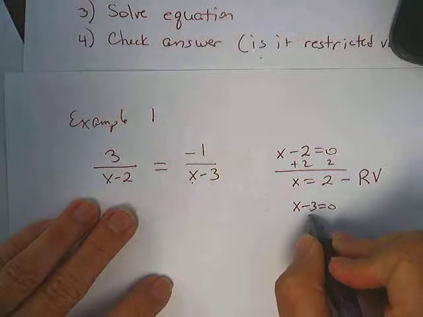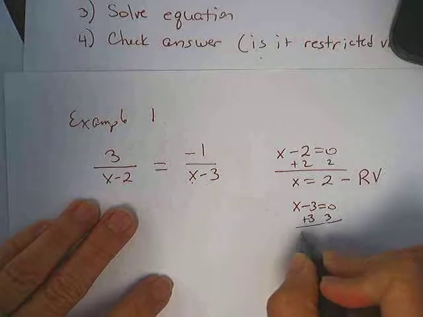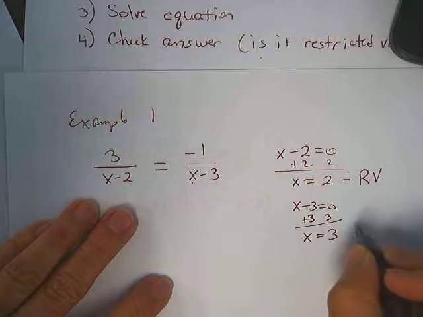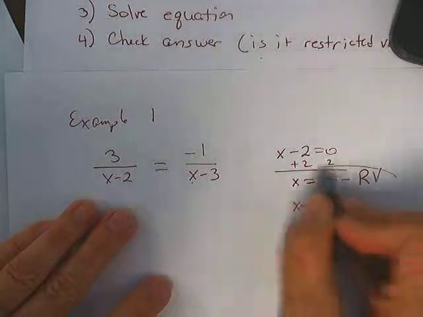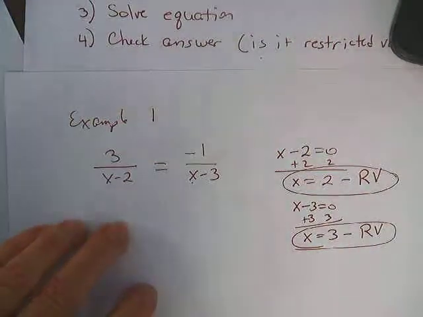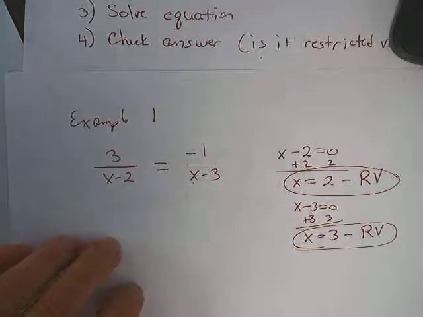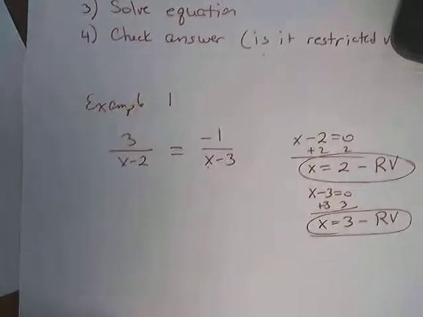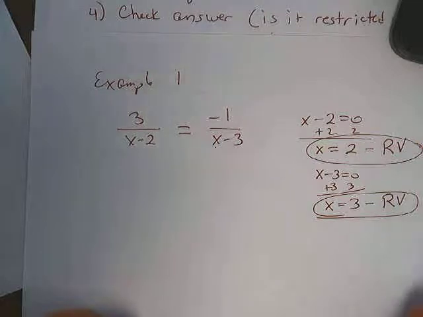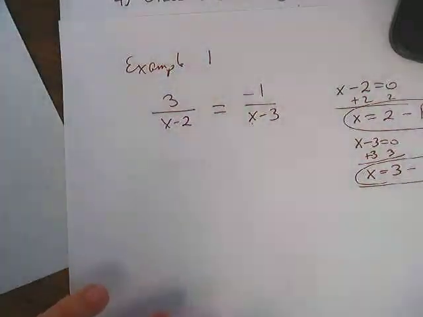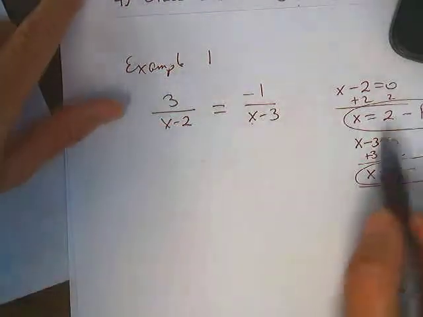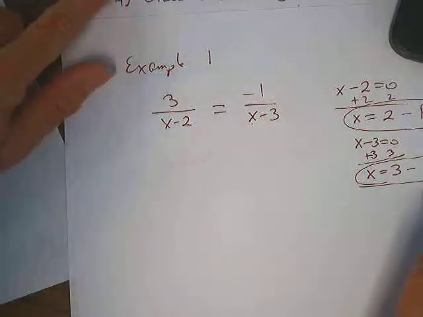Again, solve this for x, and we get x equals 3. That's also a restricted value. So these are the values that cannot be answers because they are not in our domain. So our restricted values make your denominator equal to 0, and they are not part of your domain. Okay, so we've done step 1. We've identified our restricted values.